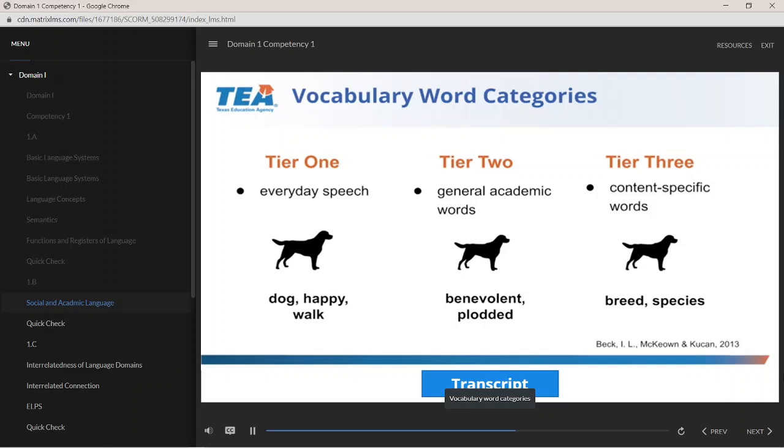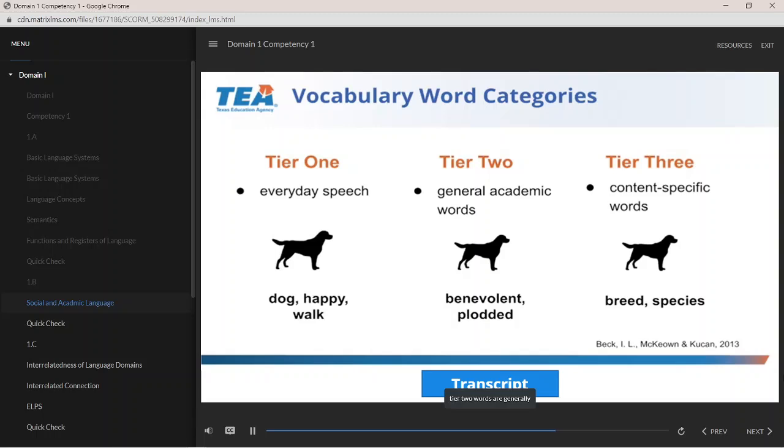Vocabulary word categories. These are 3 organized tiers of words readers may encounter when reading or listening to new text. The words in each of these 3 categories may present challenges for the English learner depending on their level of proficiency. Tier 1 words are everyday speech sounds, usually learned early, but not at the same rate by all learners. English learners may start developing BICS by learning these words, which are not considered challenging to those whose primary language is English. Examples include words such as dog, happy, or walk.